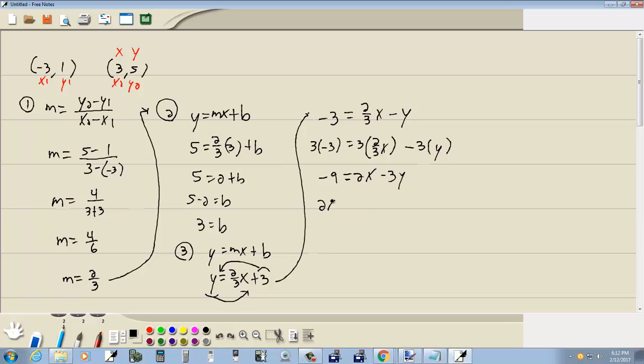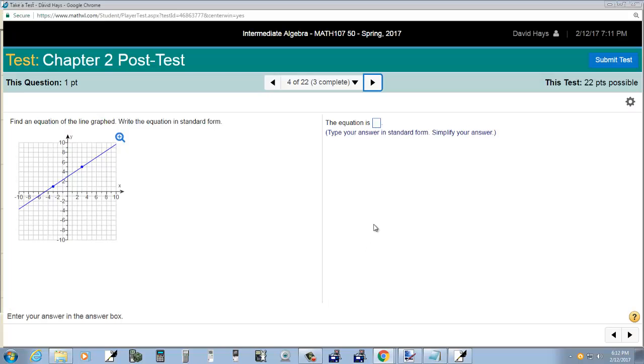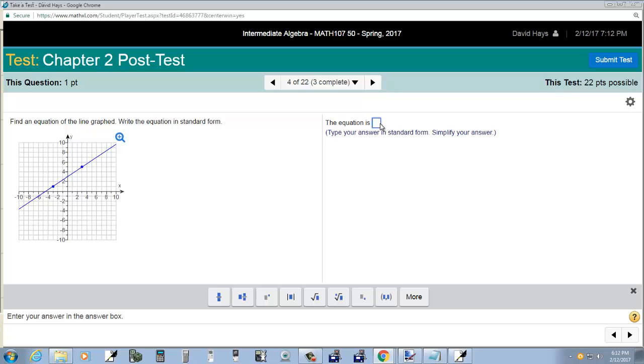Now, I don't know why, but typically I like the 2x minus 3y to be on the left side and the number over here. Okay, so 2x minus 3y equals negative 9.